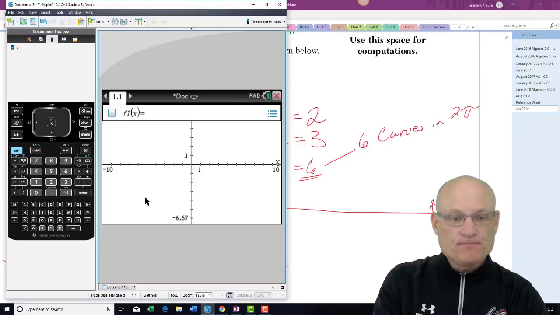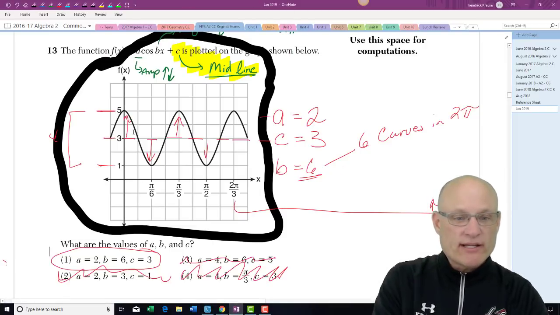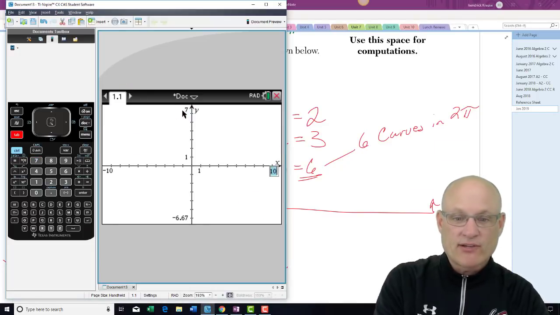We're going to go into graphing mode. Make sure you're in radian mode. If you're not in radian mode, you've got to be in radian mode. And again, we're going to create this graph exactly. So let's see. It goes from 0 to 5, 6, 7. So this top number should be 7, which is close, but we're going to make it exact, 7.